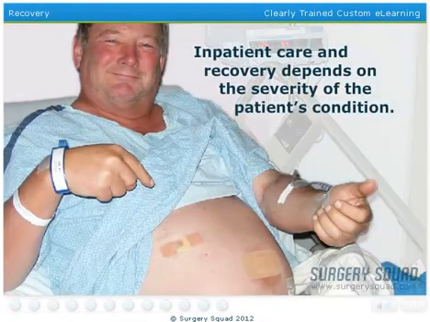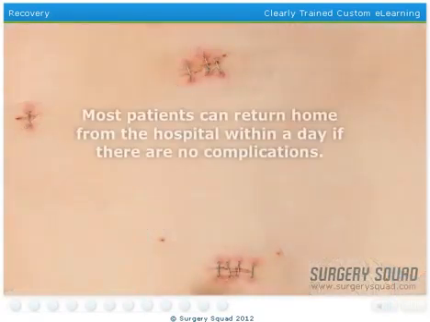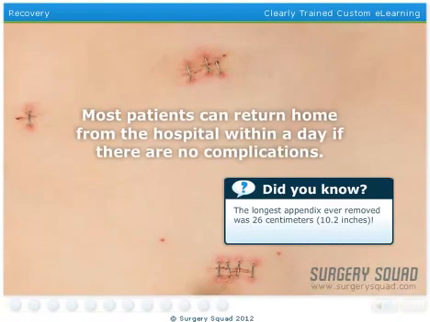Excellent work! The length of the inpatient care and the recovery process following an appendectomy usually varies based on the severity of the appendicitis and the person's age. Luckily, our patient is relatively young and healthy, and we caught her condition early. She should be clear to go home within a day if there are no complications.